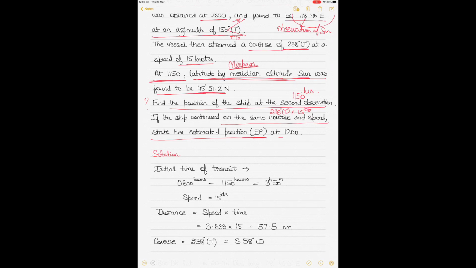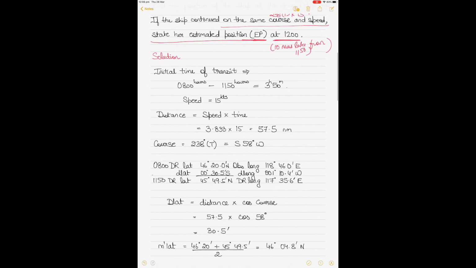Estimated position is called EP at 12 o'clock. That means 10 minutes later from 11:50. This is not based on observation of celestial bodies, this is based on estimation, based on course and speed. So I'll take you through the solution one by one. Hopefully it will be okay.